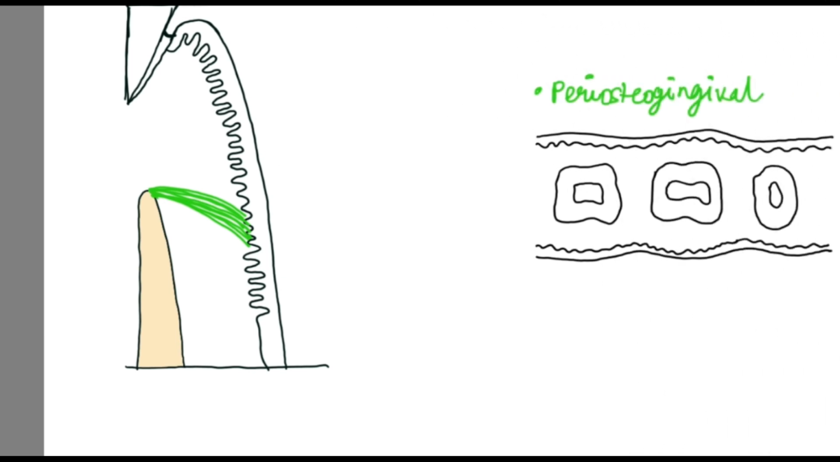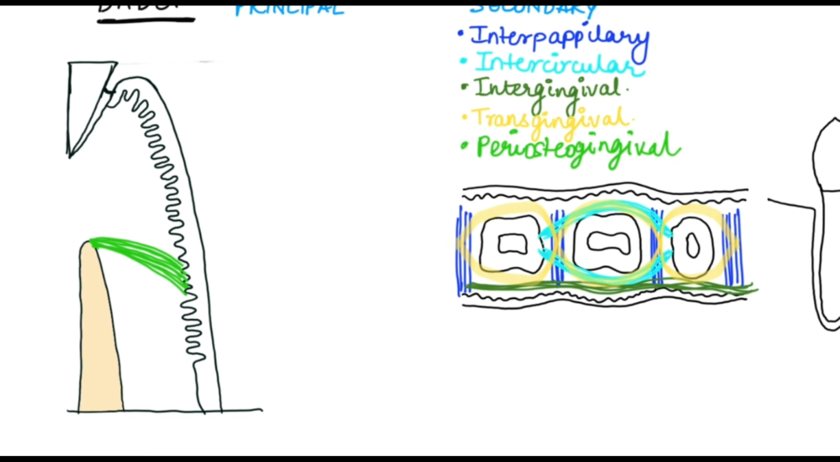The next one is the periosteogingival group. So these fibers originate from the periosteum of the lateral aspect of the bone and then they spread into the attached gingiva. So these five are your secondary group of fibers.